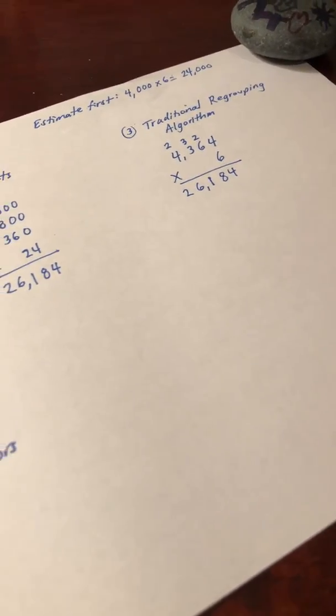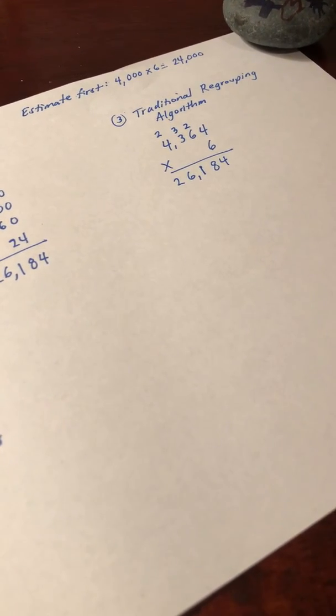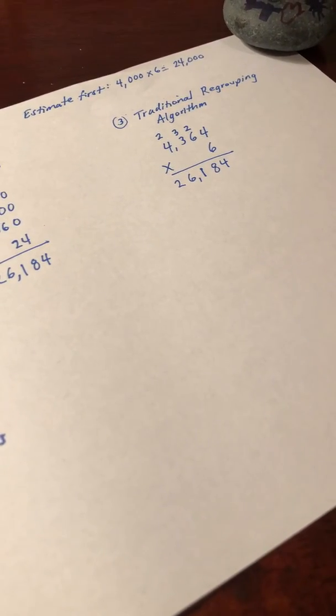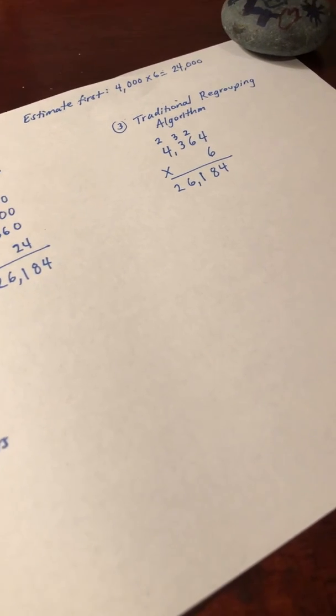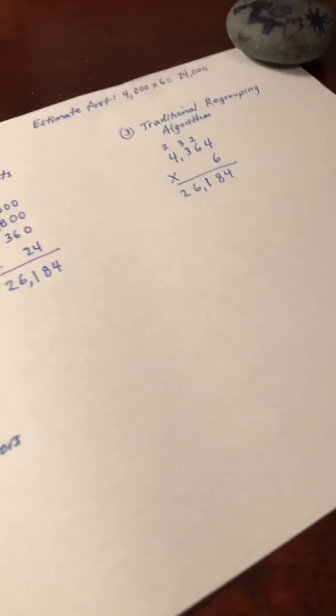So I don't do it to confuse them. I do it to show them because it is a traditional algorithm for a reason. As numbers get bigger, it is a much more efficient strategy. It just takes a lot of practice.